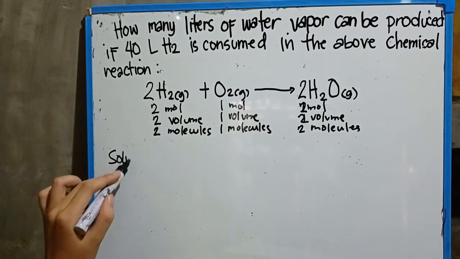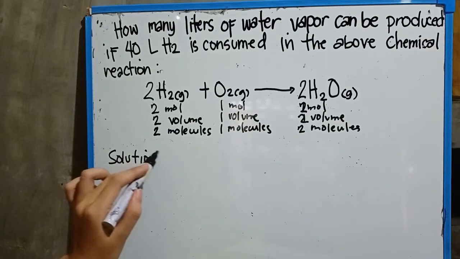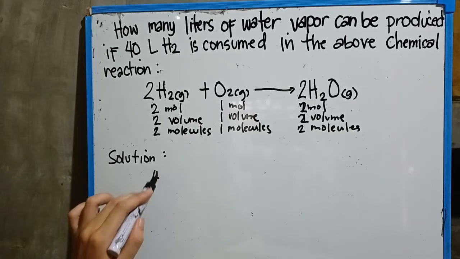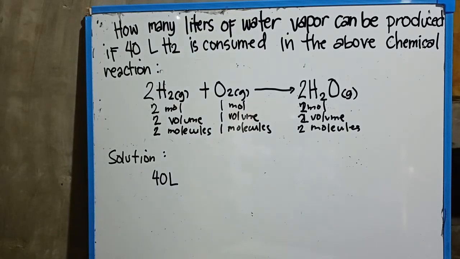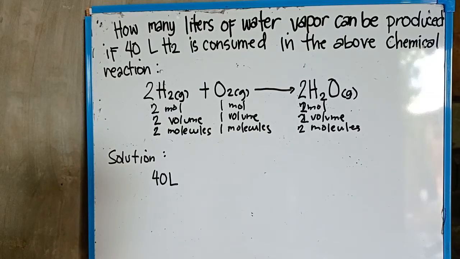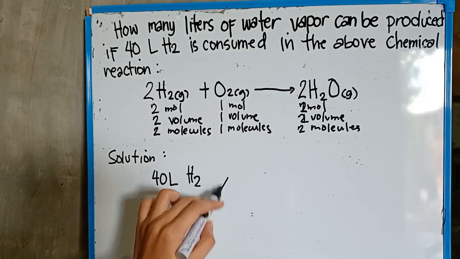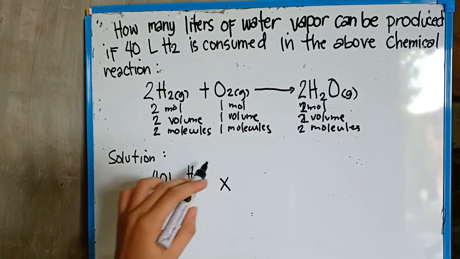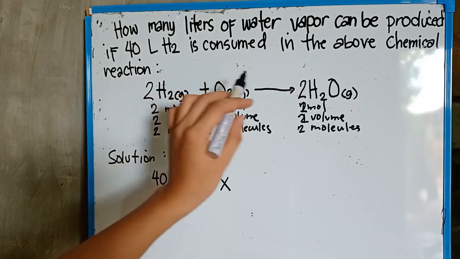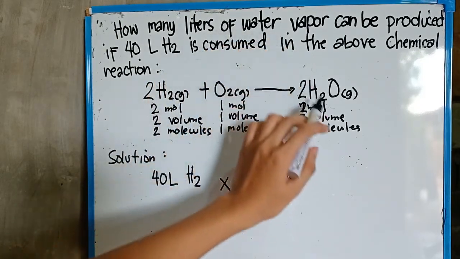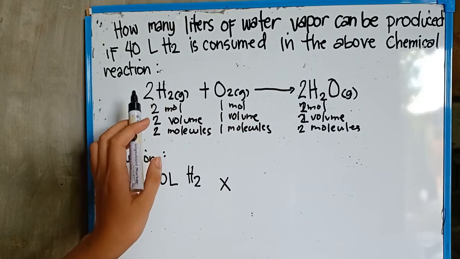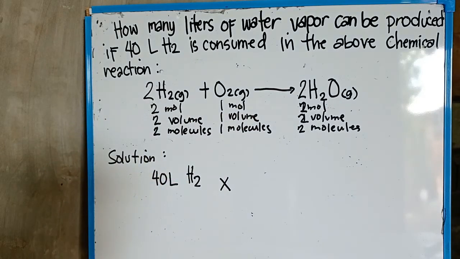So solution: 40 liter. So 40 liter of hydrogen gas multiply 2. Itong ginapangita ay how many liters of water vapor. So it is the water vapor ang kailangan. How many liters of water vapor can be produced for 40 liter of hydrogen consumed in the above chemical?